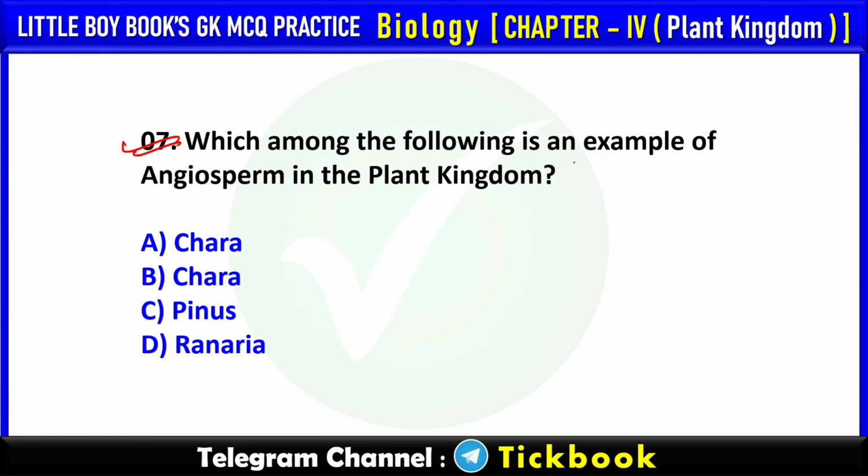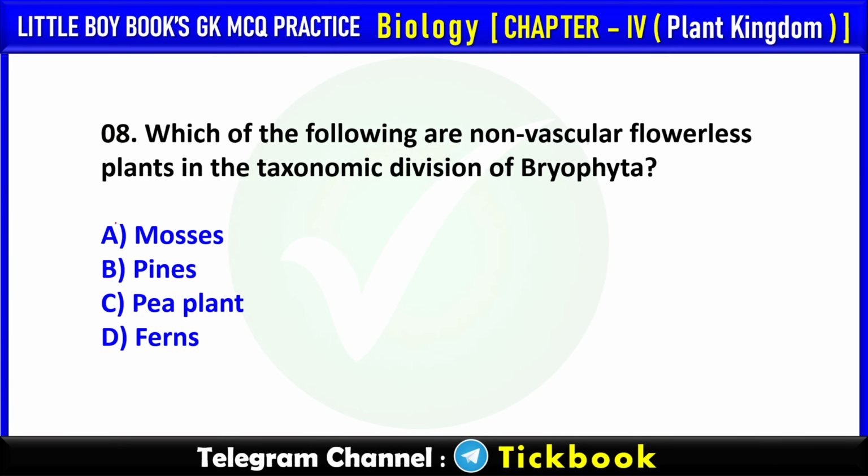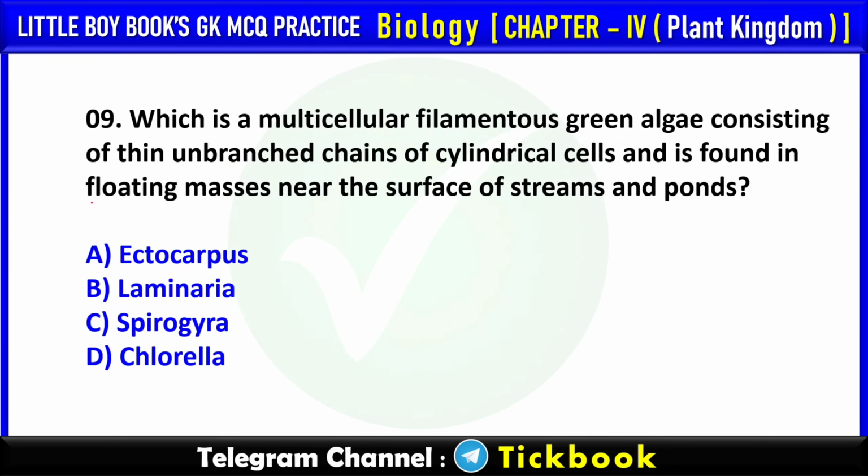Question number 7. Which among the following is an example of angiosperm in the plant kingdom? Option number D. Ranaria. Question number 8. Which of the following are non-vascular flowerless plants in the taxonomic division of Bryophyta? Option number A. Mosses.